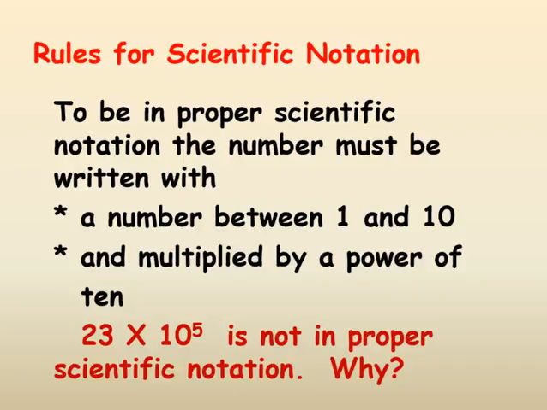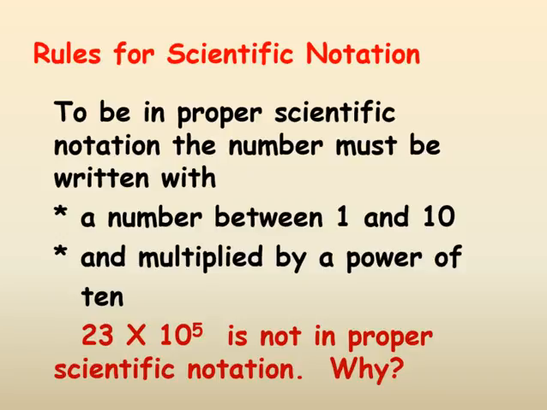So the rules for being in scientific notation: in order to be in proper scientific notation, the number must be written with a number between 1 and 10 and multiplied by a power of 10. For example, at the bottom of the screen we have 23 times 10 to the 5th power, which is not proper notation. Take a guess why.